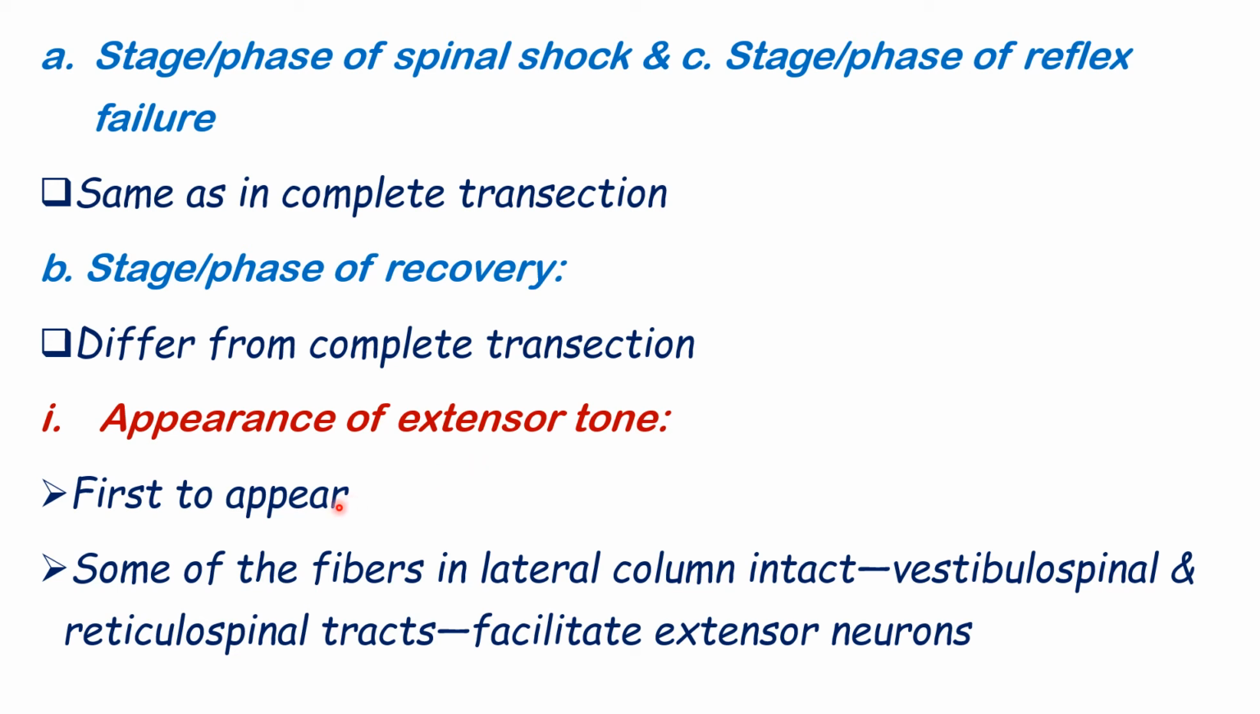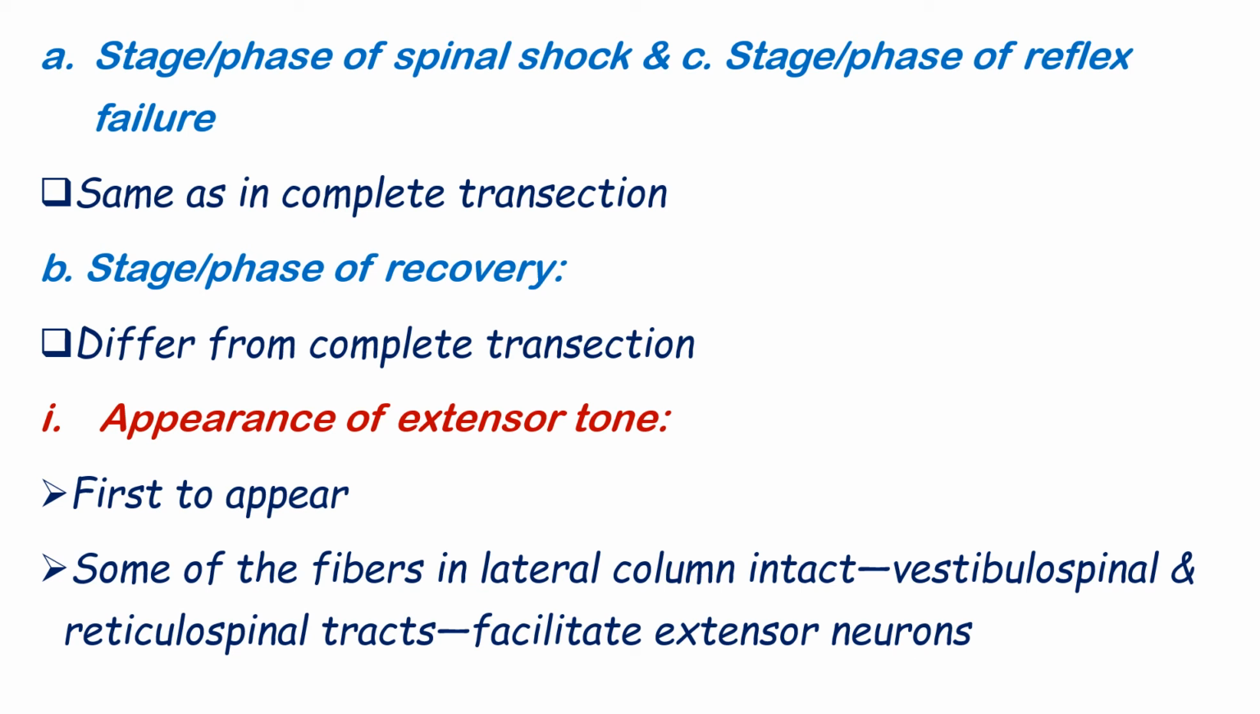Normally the flexor tone is expected to appear first in case of complete transection of the spinal cord, but the first to appear is the extensor tone. Why? Because some of the fibers in the lateral column tract, especially the vestibulospinal and reticulospinal tracts, remain intact and escape the injury, and both these tracts facilitate the extensor neurons.